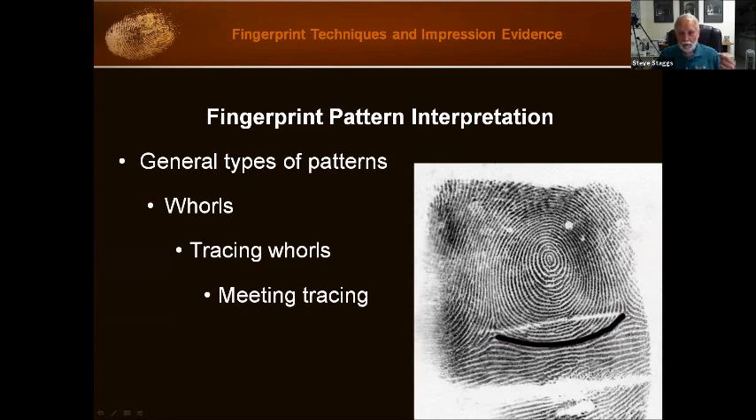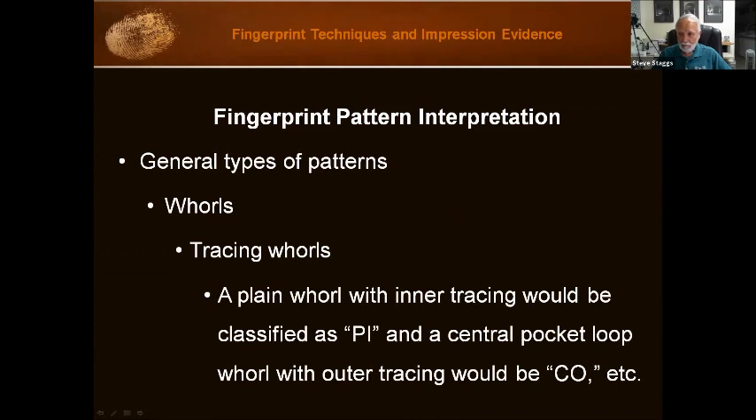We have to do a tracing. So the way these are classified, a plain whorl with an inner tracing would be a PI. If it's a central pocket loop whorl with an outer tracing, it'd be CO. If it was an inner tracing with a central pocket, it'd be CI. If it was a meeting, it would be a CM.